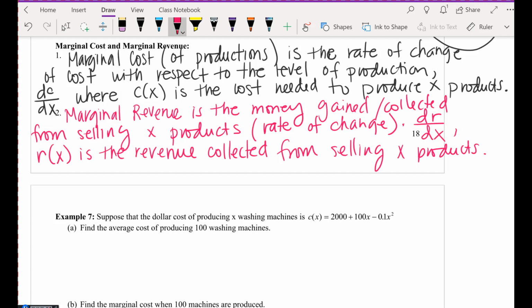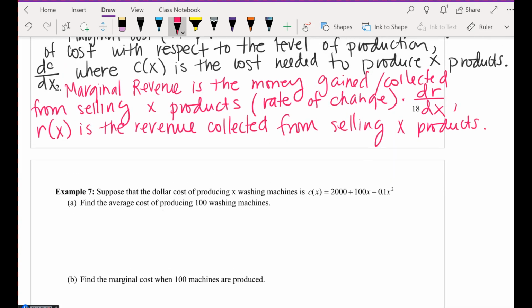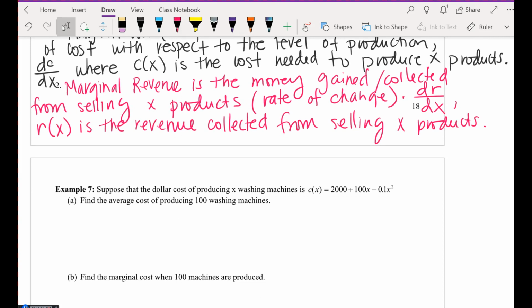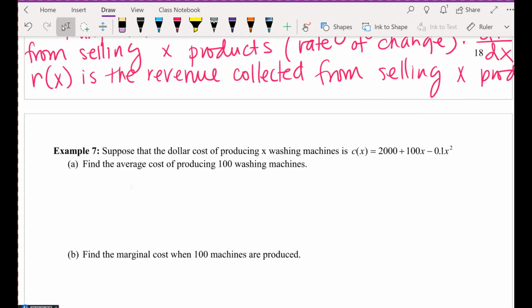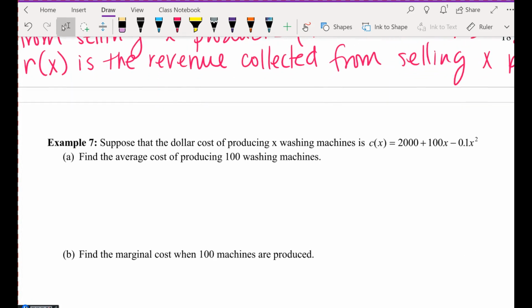Okay, let's use that on example 7 right away. Example 7 is your last example. Ryan, help us read example 7, just line number 1. Suppose that the dollar cost of producing X washing machines is C of X equals 2,000 plus 100X minus 0.1X squared. Thank you.